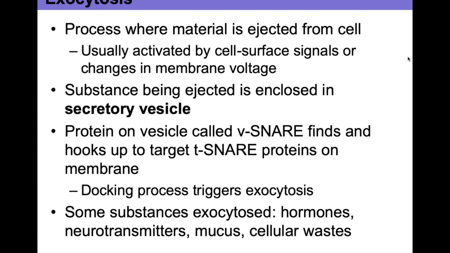Some substances that you want to be exocytosed or released from your cells would be hormones, because our hormones need to travel around our bodies in order to control other functions that we might do. Neurotransmitters, same thing, mucus, and cellular wastes as well.